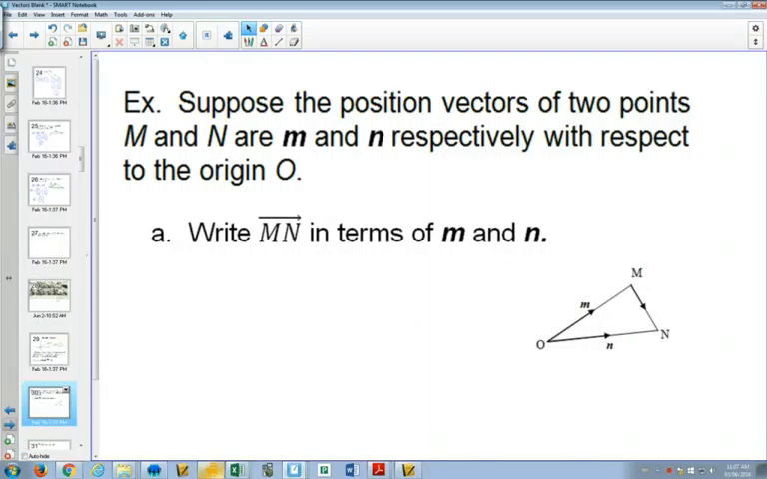So if you have 2 points, M and N, so here's our point M, and here's our point N, you would have position vectors M and N. Then if you wanted to say, what does the vector MN look like? Well, in order to go from M to N, which is this resultant vector here, using my position vectors, I would have to first start at M and go to O, and then go from O to N.